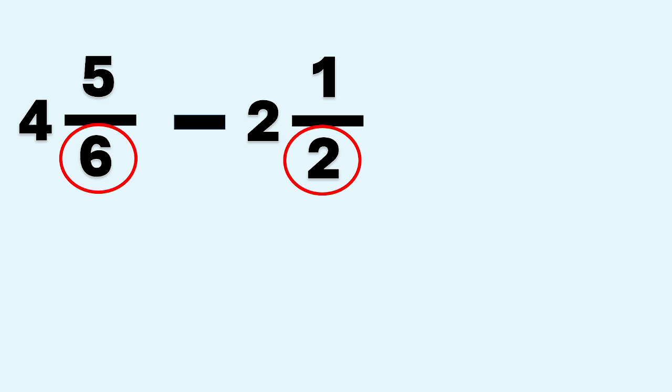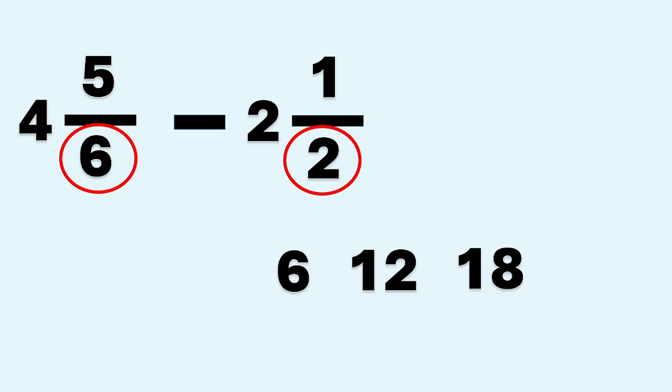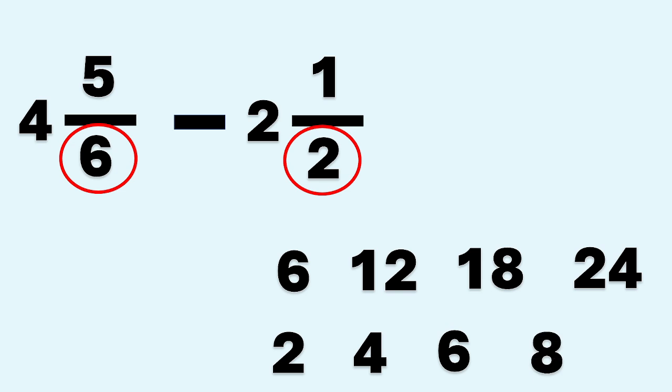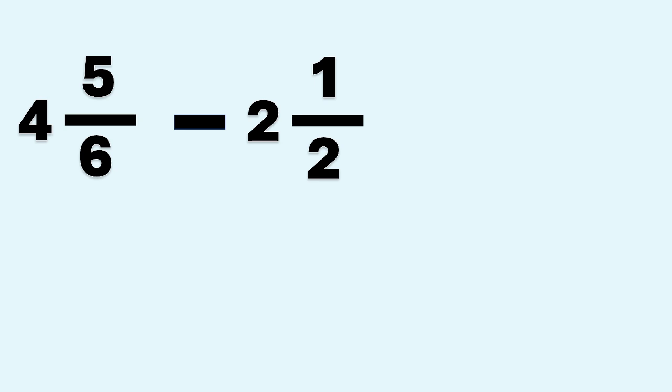So we can subtract. We need to find a common denominator, and we can do that by finding the least common multiple. So let us find the LCM of 6 and 2. The multiples of 6 are 6, 12, 18, and 24. The multiples of 2 are 2, 4, 6, 8. No need to go on once you find the LCM. So the LCM is 6.